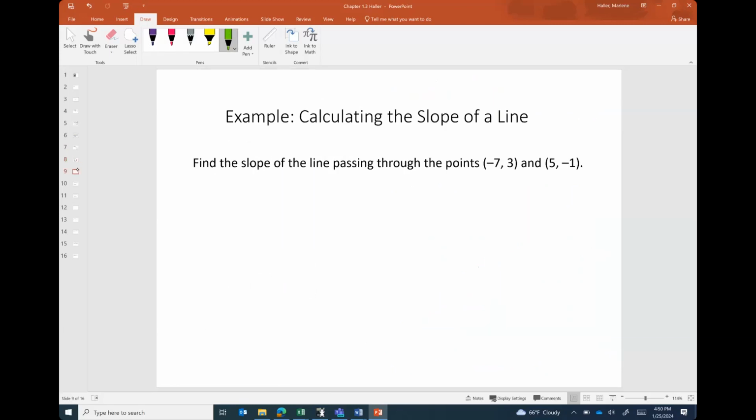All right, let's look at an example and see if we can calculate the slope of a line if we know 2 points that are on that line.